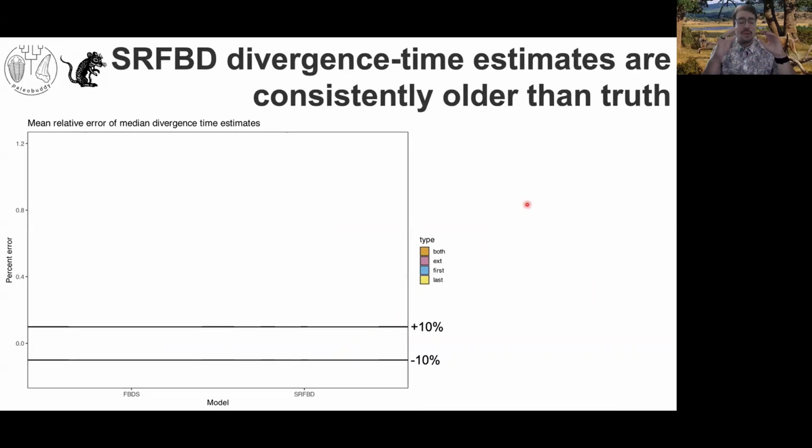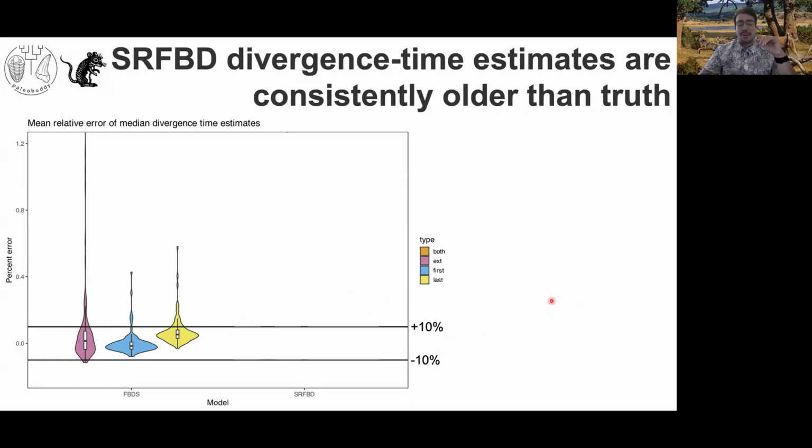Now, when we look at divergence times, unfortunately, the story is a little less happy for SRFBD. When we're looking at FBD specimen, here I'm showing you the mean relative error of divergence time estimates. Whether we are comparing to the true tree with first or last occurrences or the extant tree, we see fairly small error between -10 and 10%, centered at 0, which is really good news and honestly really surprising for me. As I told you earlier, I thought that those workarounds would really lead to some bias, and it seems like the model is actually fairly robust to that. So good news for anyone using these models.